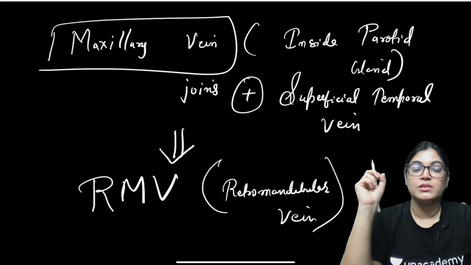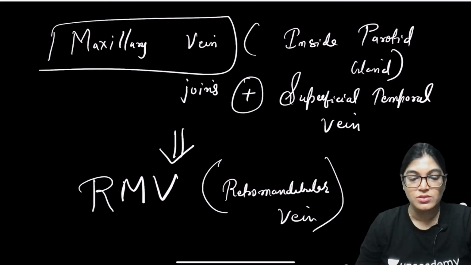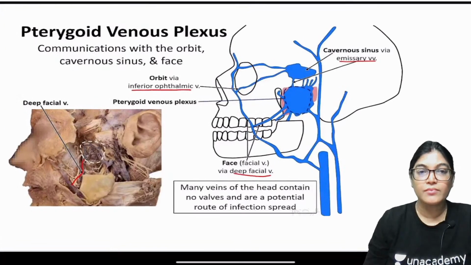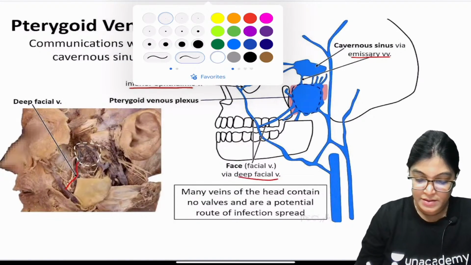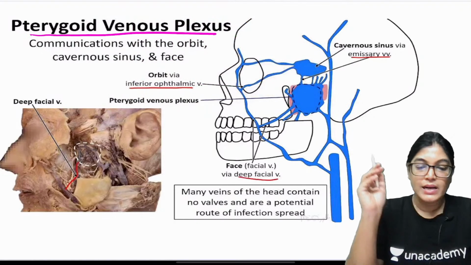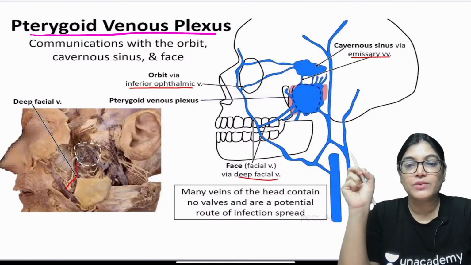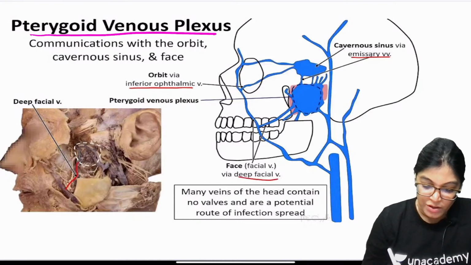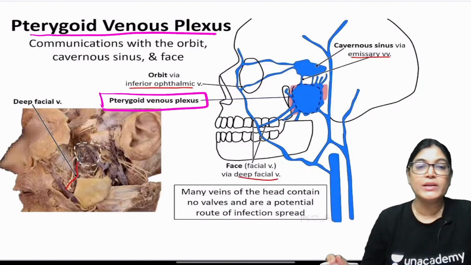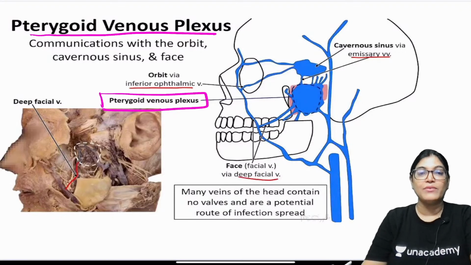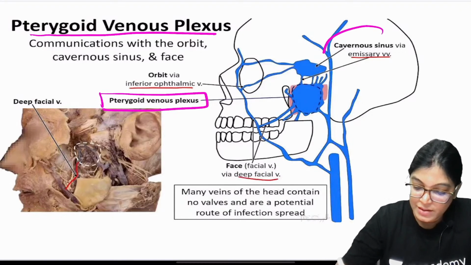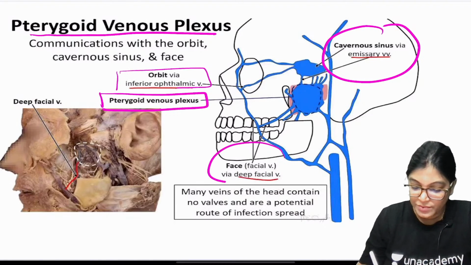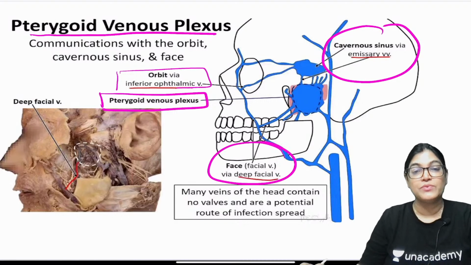I would like to give you certain brief information and details of the pterygoid venous plexus. See here, this is the pterygoid venous plexus. It is actually a network of small veins lying within the pterygoid muscle, which forms communication with the cavernous sinus via emissary vein as shown in the diagram, with the orbit via inferior ophthalmic vein, and with the facial vein via the deep facial vein.